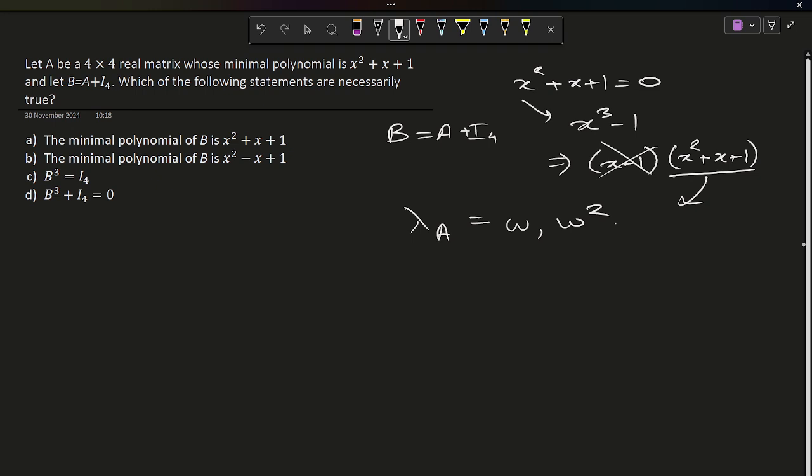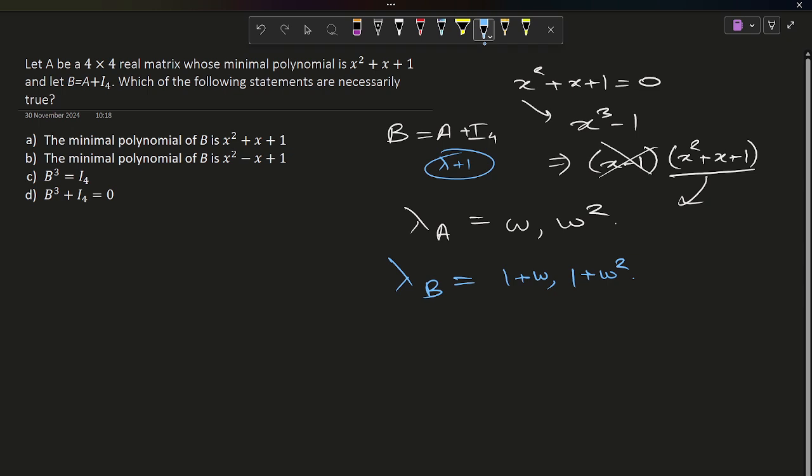Now we are going to find the eigenvalues of B. What can be done for that? We know that if an eigenvalue of A was lambda, then if we add identity to it, the eigenvalue will become lambda plus 1. We are using this trick here, so the eigenvalues of B will be 1 plus omega and 1 plus omega square.